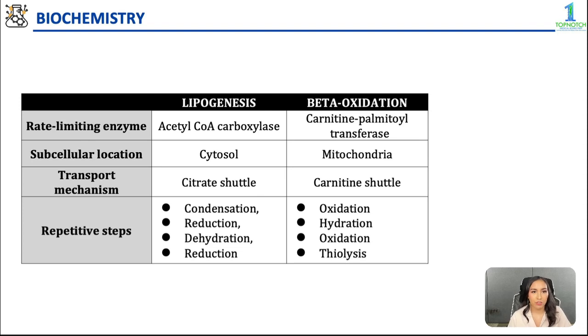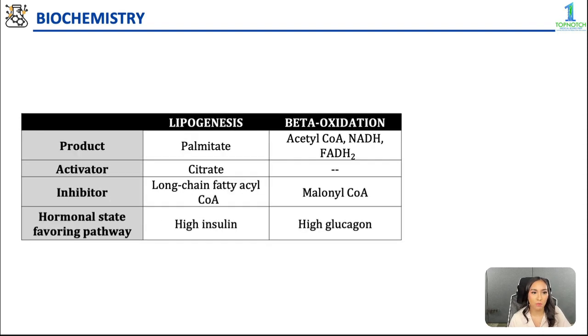Okay, for the repetitive steps of lipogenesis, it's CRDR, condensation, reduction, dehydration, reduction. For beta oxidation, it's OHOT, oxidation, hydration, oxidation, and thiolysis. And then for lipogenesis, the product is palmitate. And in beta oxidation, syempre you're breaking down fat, so yung mga products mo is acetyl-CoA, NADH, FADH2. While lipogenesis is activated by citrate and inhibited by long-chain fatty acyl-CoA. Beta oxidation is inhibited by malonyl-CoA.